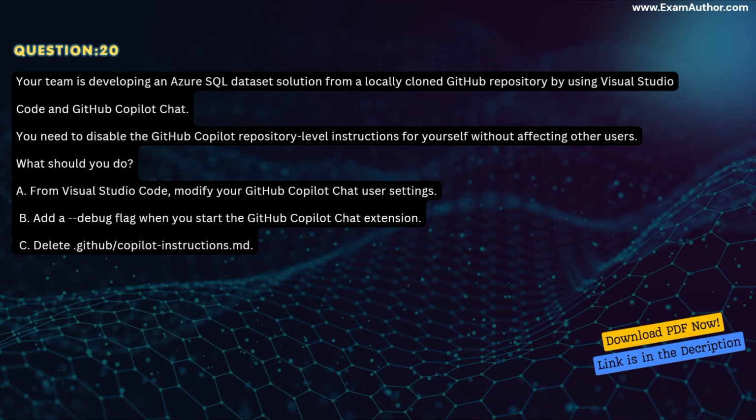A. From Visual Studio Code, modify your GitHub Copilot Chat user settings. B. Add a debug flag when you start the GitHub Copilot Chat extension. C. Delete .github/copilot-instructions.md. Correct answer A. From Visual Studio Code, modify your GitHub Copilot Chat user settings.